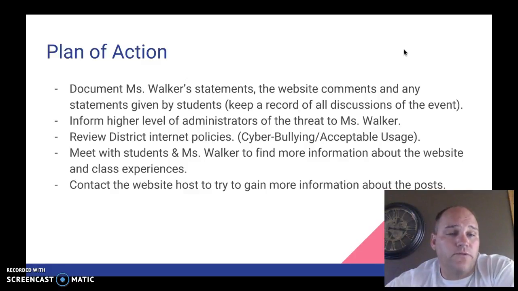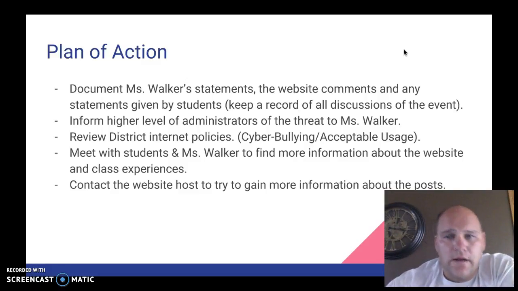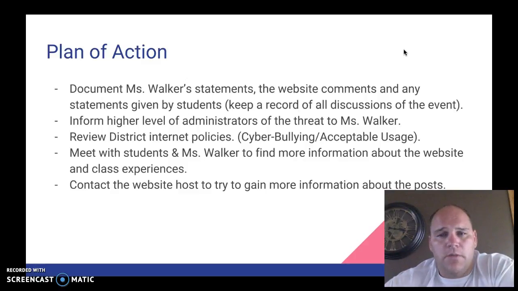I would also inform higher level administrators of the threat. The potential threat of something like this could lead to other legal issues, be it criminal charges to the students for making these threats. And if this leaks out, there could also be media involved and things like that. So it's important that those above my personal position are in the loop and have information so that they can handle anything that might come up.